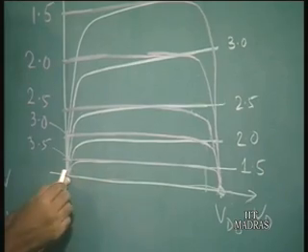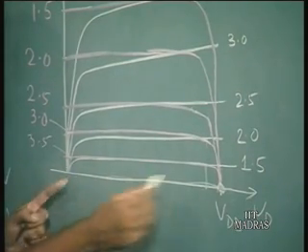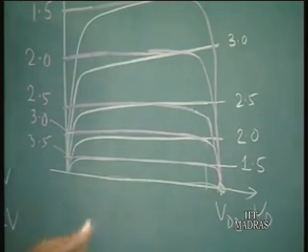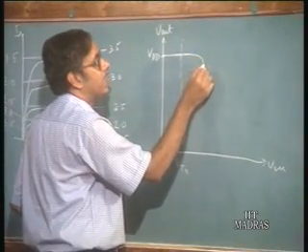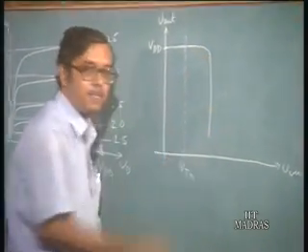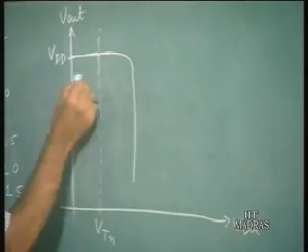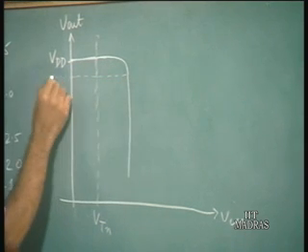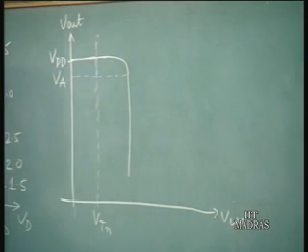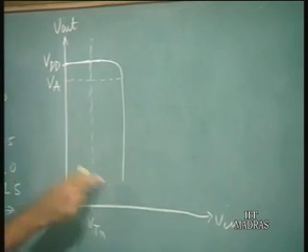So there is a large drop in the output voltage when the input voltage is changed by a small amount. What we observe is that the output goes like this, and then there is a sharp fall. Up to this point it falls slowly, and let us call this point VA, and then there is a sharp fall.